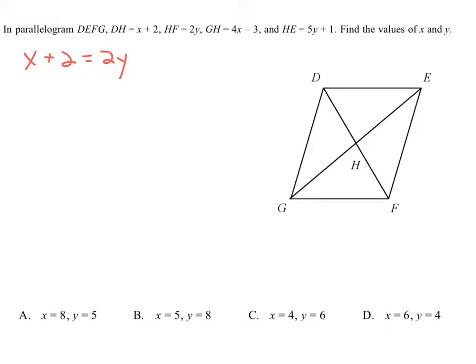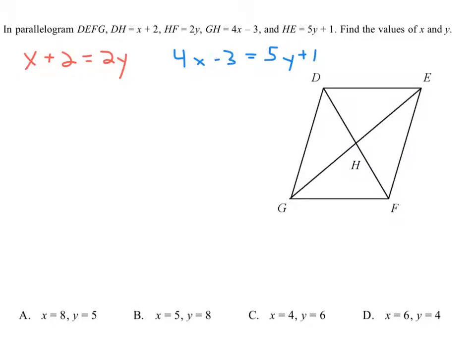But we also know that GH, 4x minus 3, is equal to HE, 5y plus 1, because they're bisected. So that means they're equal parts. Now, how do we do this?